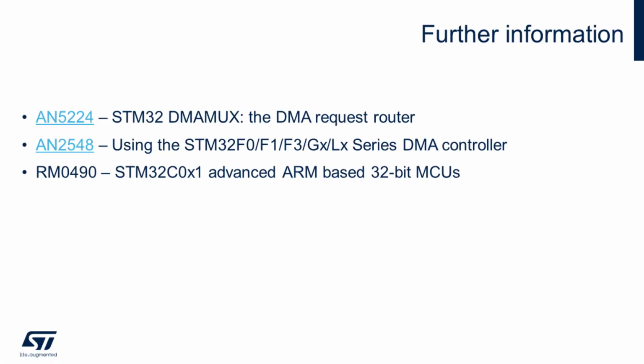More information about DMA MUX you can find in those documents. The dedicated application note AN5224, which is fully dedicated to the STM32 implementation of the DMA multiplexer. Then you can find some useful information about DMA implementation in STM32C0 and the other lines in application note 2548. And finally, you can find more details in the dedicated reference manual for the STM32C0 family, which is marked RM0490.